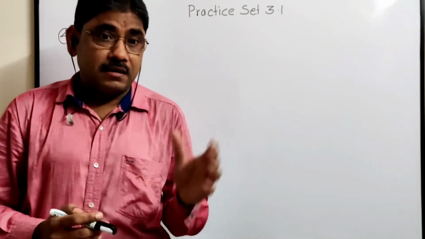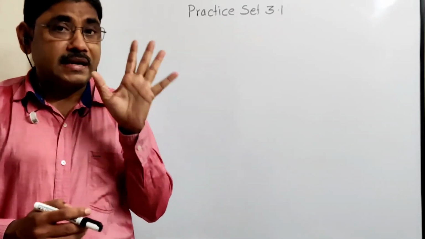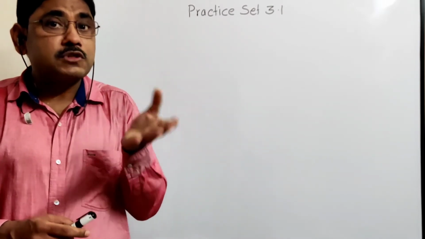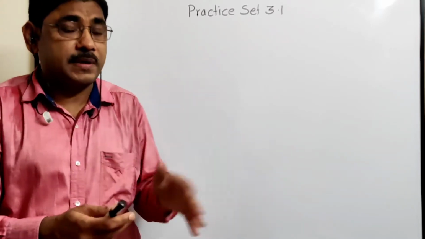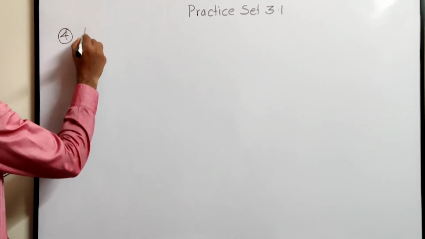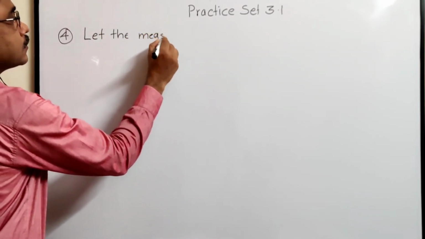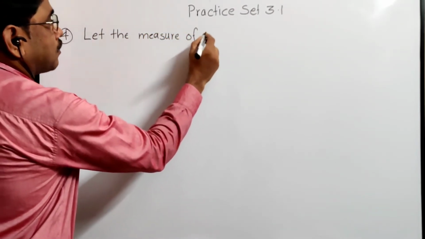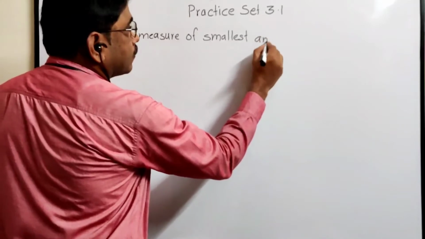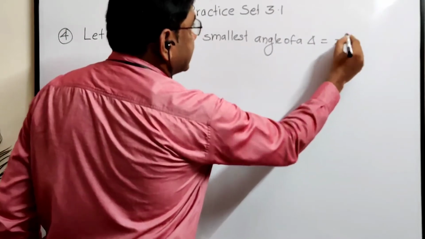What is given here? One angle is twice the smallest angle and one is thrice. Then find the measures. So one angle is twice the measure of the smallest angle, so the smallest term must be x. So let the measure of the smallest angle be x. So here we will take x. Let the measure of the smallest angle of a triangle be x degrees.